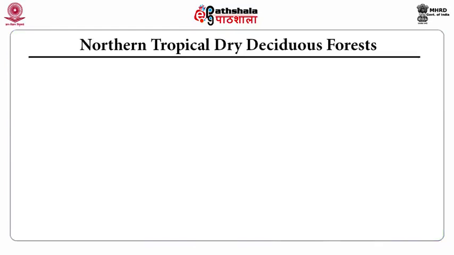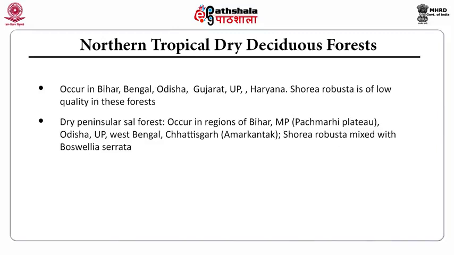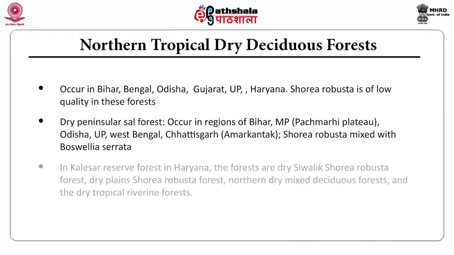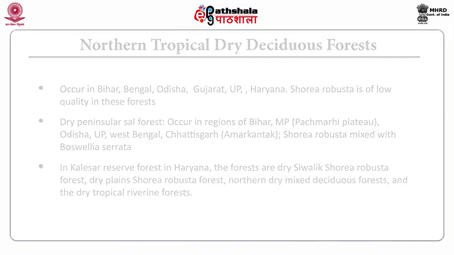The northern tropical deciduous forests occur in Bihar, Bengal, Odisha, UP and Haryana. Shorea robusta is of low quality in these forests. Dry peninsular sal forests occur in regions of Bihar and MP, represented by the Pachmarhi Plateau, Odisha, UP, West Bengal and Chhattisgarh, that is, Amarkantak National Park. Shorea robusta is mixed with Boswellia serrata.